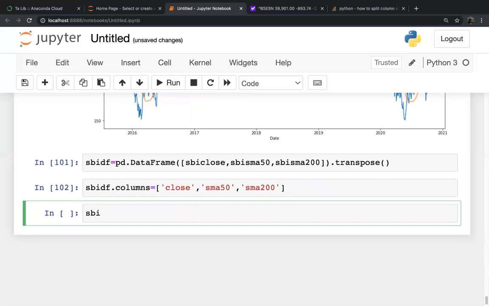Then we will give the condition. SBI_DF['Buy'], whether you should buy or not, = np.where(SBI_DF.SMA50 >= SBI_DF.SMA200, True, False). Very simple thing: if the condition is true, or else false.